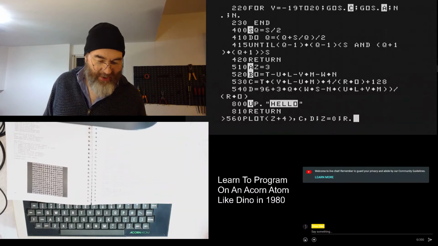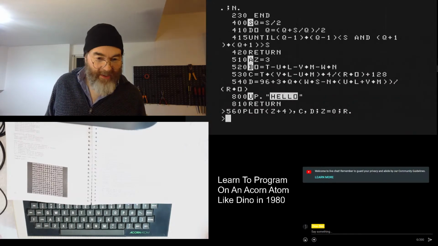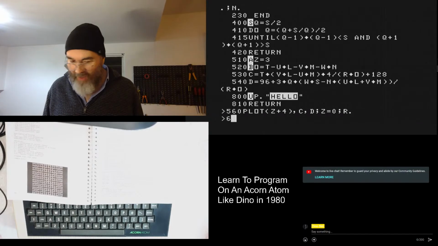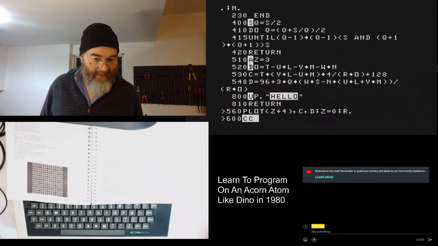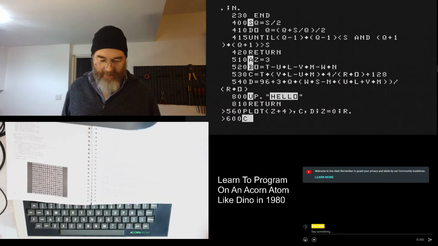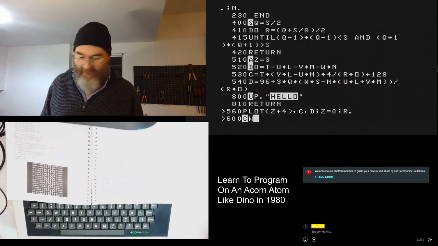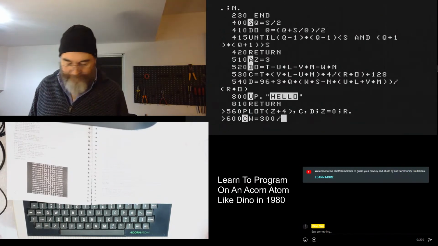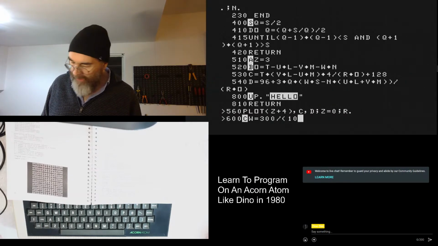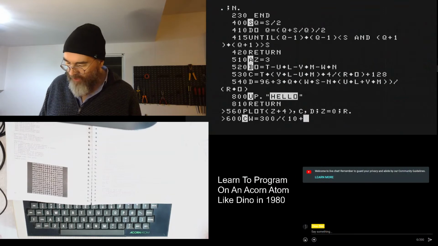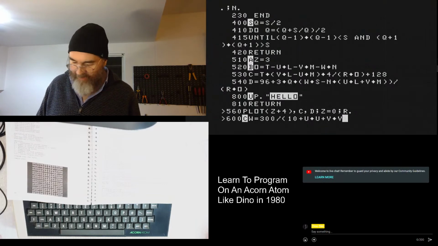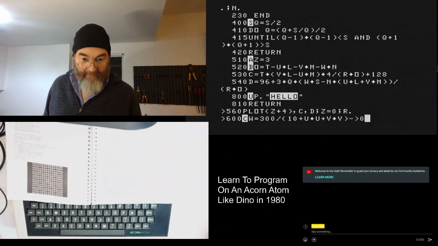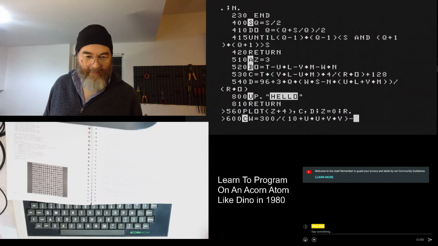And then return. So that is plot Z plus 4, CD, Z equals 0, return. And now there's one last line, which is a subroutine called C, which is going to be W equals 300 divided by 10 plus U times U plus V times V minus 10 minus, I hit escape.